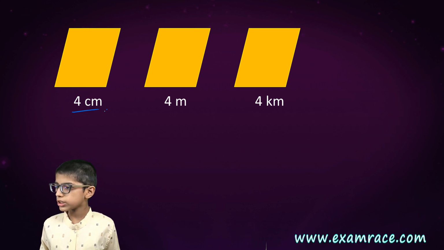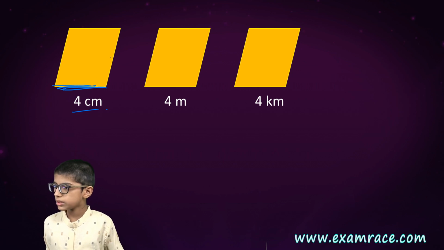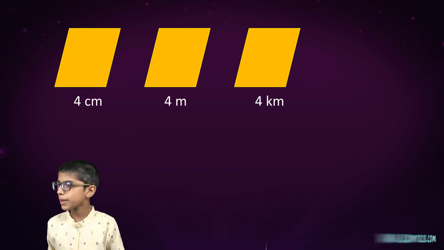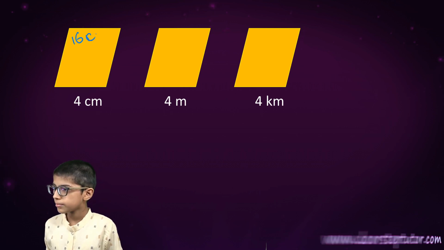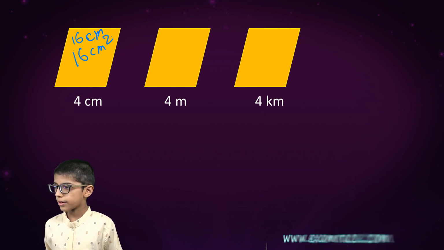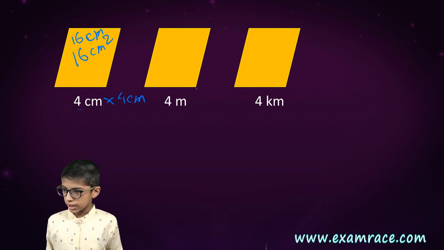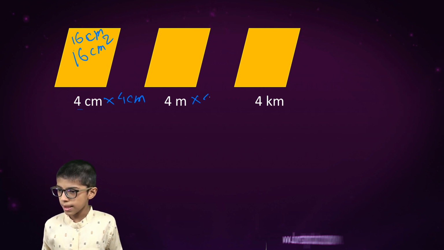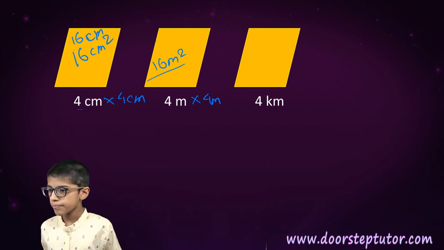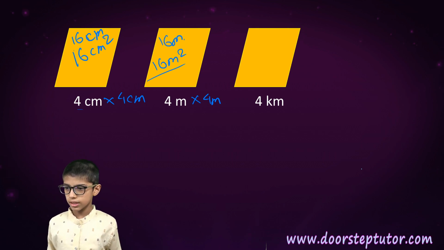Now, 4 centimeters is one of its sides. So the other sides would also be 4 centimeter. Therefore, its perimeter would be 16 centimeter. And the area would be 16 centimeter square. Why? 4 centimeter multiplied by 4 centimeter. Here in the next also 4 meter multiplied by 4 meters, which gives us 16 meters square. That is the area. And 4 meter multiplied by 4, which is 16 meters, would give us the perimeter.